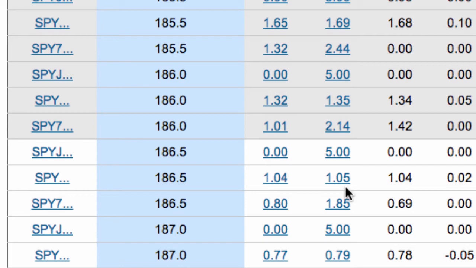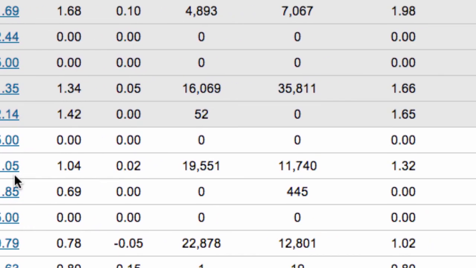Why is there only a penny separation between the two? Because our liquidity is so high. And what goes into liquidity? Volume and open interest. Our volume is 19,551, and our open interest is 11,740. So there is only a penny separation because the combination of those two numbers, which goes into calculating liquidity, is so high.